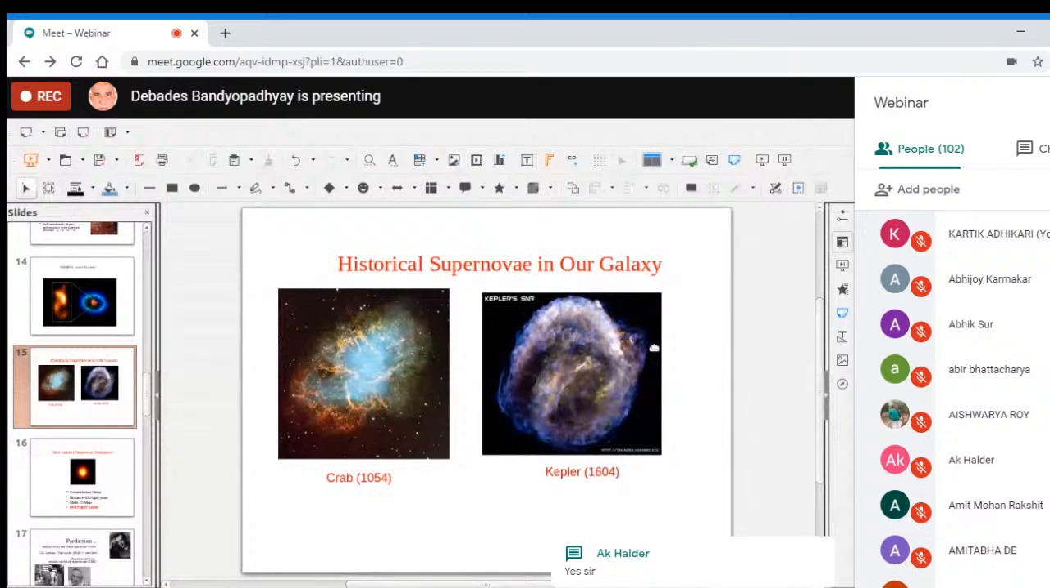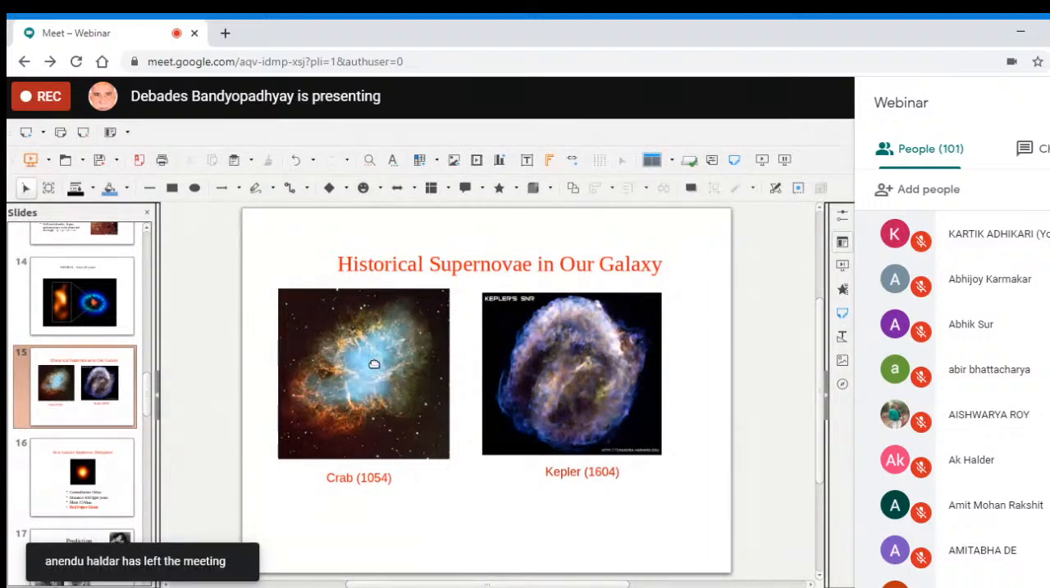Historical supernovae. One is the Crab Nebula. It was observed in the year 1054. And another is the Kepler supernova. Kepler himself observed that in 1604. Now, in this Crab Nebula at the center, there is a neutron star. It is known as the Crab pulsar. So I will come to that.